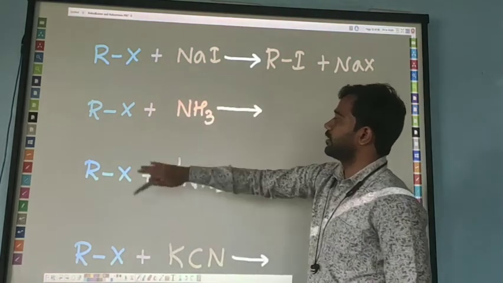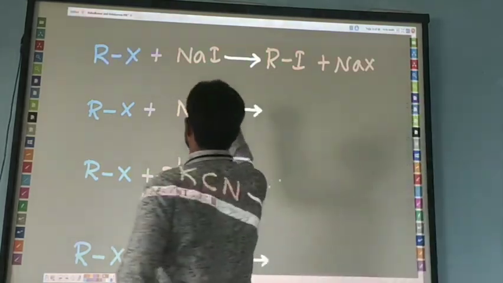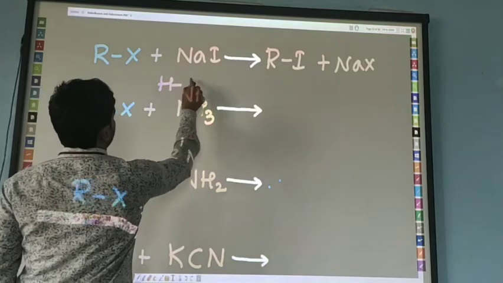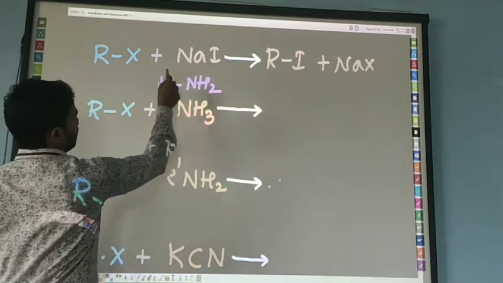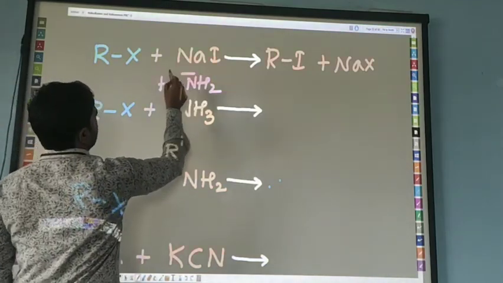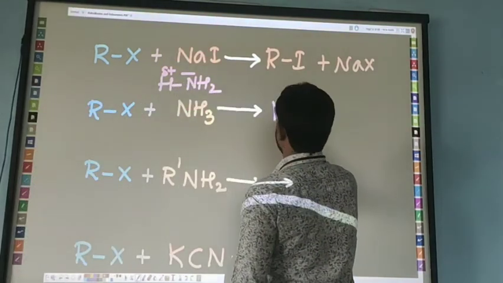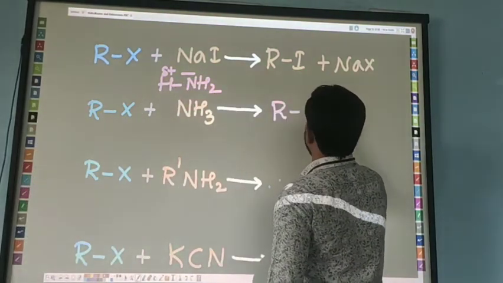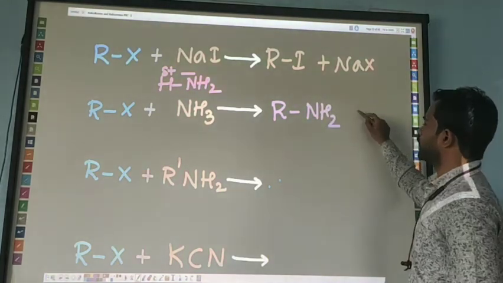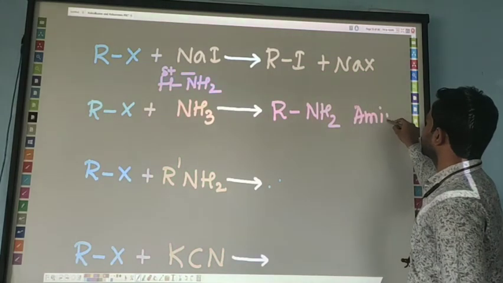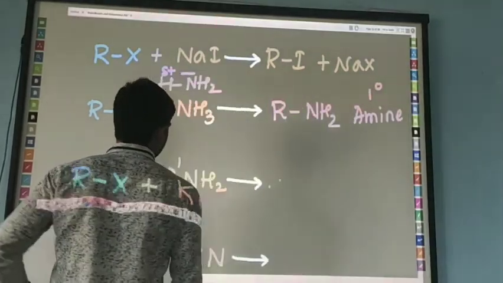Next one is when alkyl halide reacts with ammonia. How is it going to form? The formation is going to be like NH2. Here H plus is going to be generated, and here NH2 minus is going to be generated. The product is going to be like this: RNH2. This is known as an amine. Which type of amine is it? It is known as a primary amine.